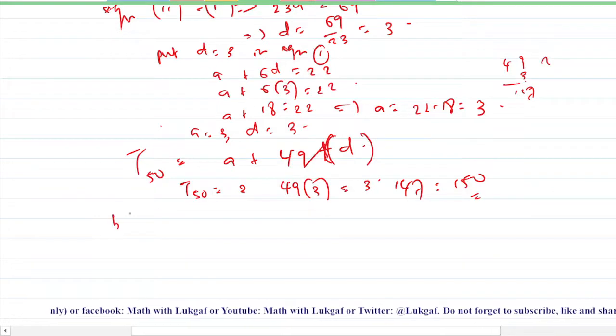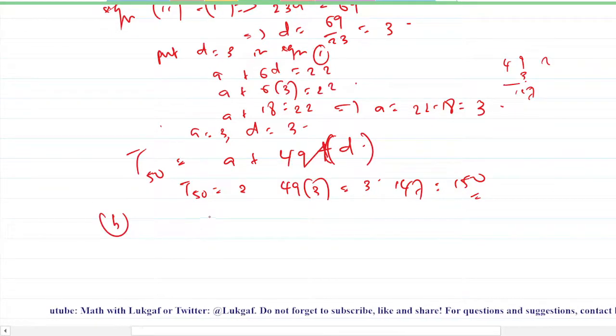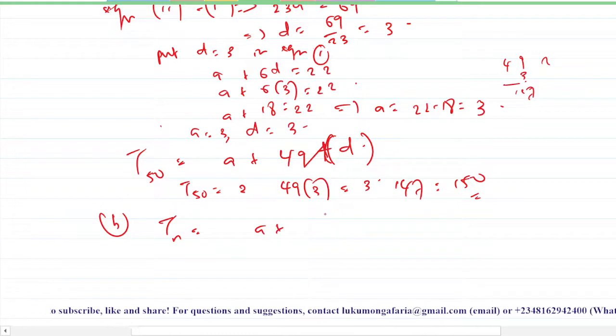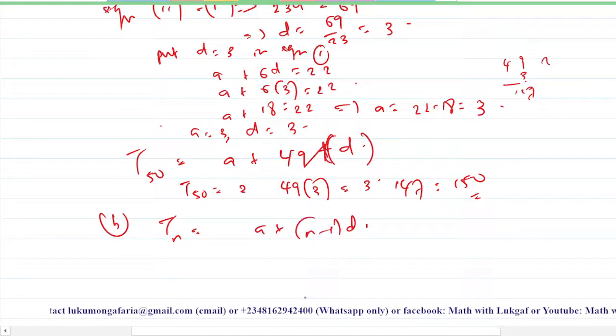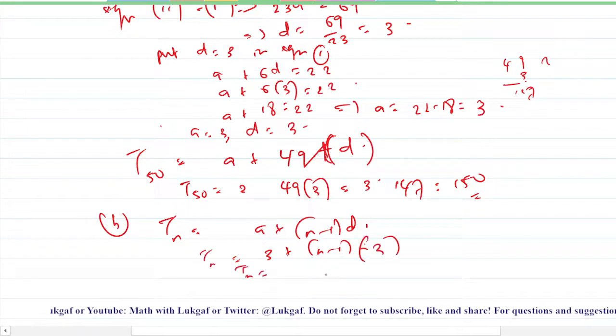So the second question asks us to find the nth term. Don't forget here, you don't need to memorize any formula. Your nth term will be A plus, if it is the fourth term, you have 4 minus 1 times d. But in general, the nth term will be n minus 1 times d. You understand now? And you know that A is 3 and d is also 3, right? So then you have Tn to be 3 plus n minus 1 times 3.